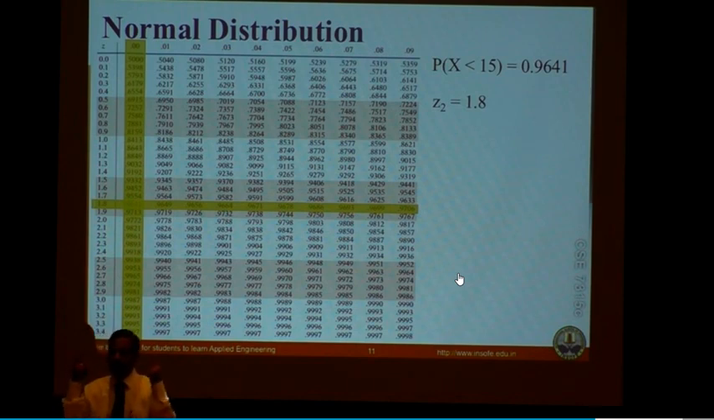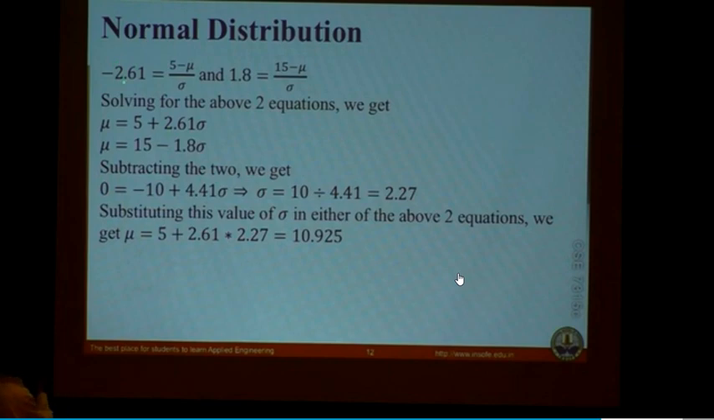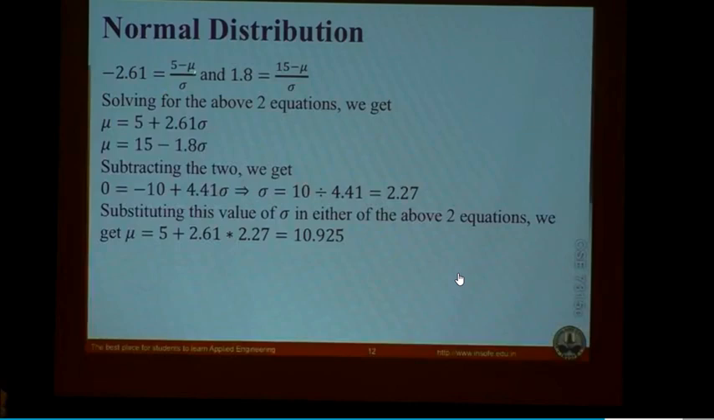Now I have two z-scores. I have two unknowns, mean and standard deviation. Two unknowns, two equations, I find them. How do I find them? Minus 2.61 for which value of x? 5 minutes. 5 minutes minus mean divided by standard deviation. 1.8 was for the 15-minute thing. That's it. I have two equations, two unknowns. My mean is 10.925 minutes with a standard deviation of 2.27 minutes.